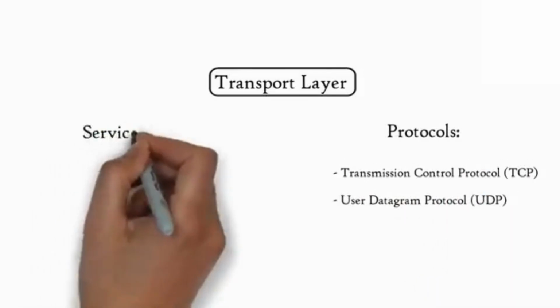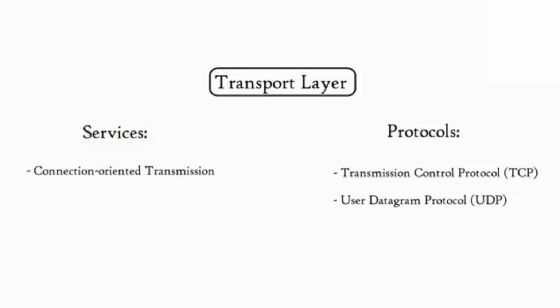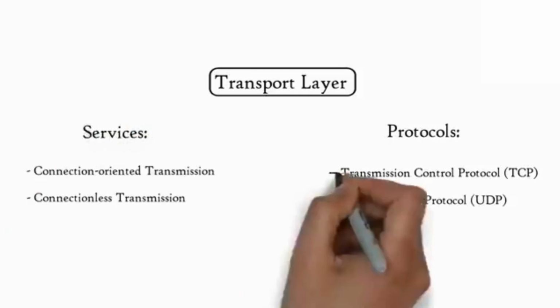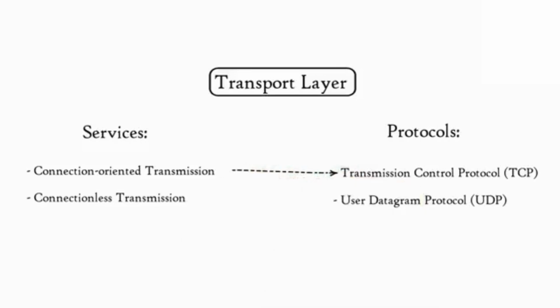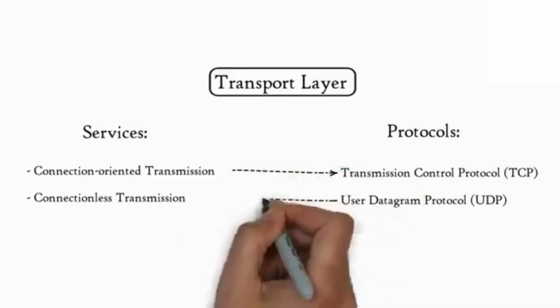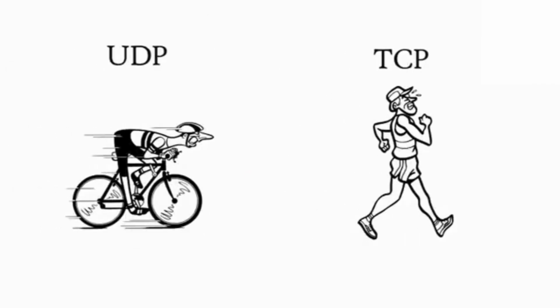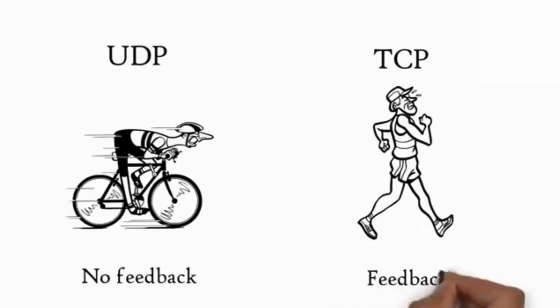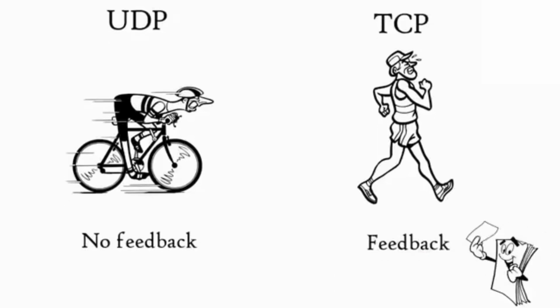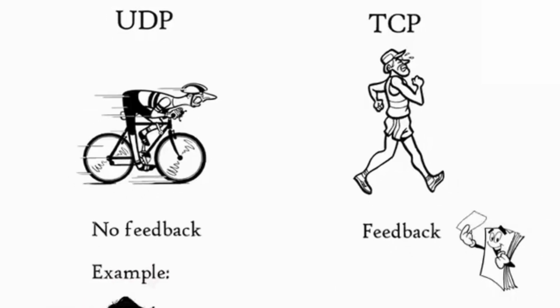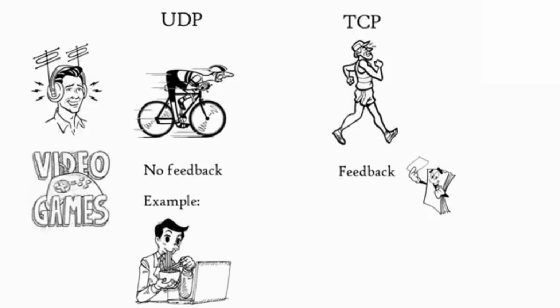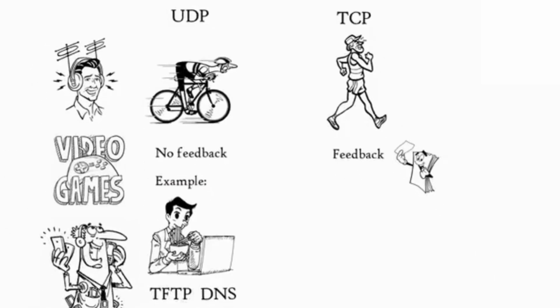The transport layer performs two types of services: connection-oriented transmission and connectionless transmission. Connection-oriented transmission is done via TCP, while connectionless transmission is done via UDP. UDP is faster than TCP because it does not provide any feedback on whether data was really delivered, whereas TCP provides feedback. Therefore, lost data can be retransmitted in TCP. UDP is used where it does not matter whether we have received all data, for example, online streaming of movies, songs, games, voice over IP, TFTP, DNS, etc.